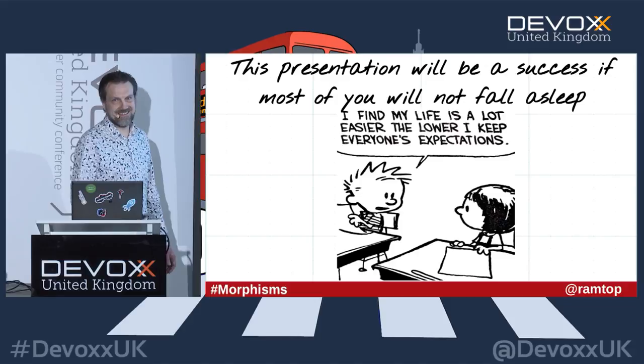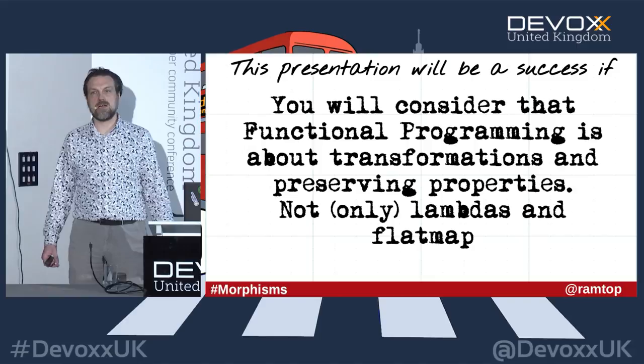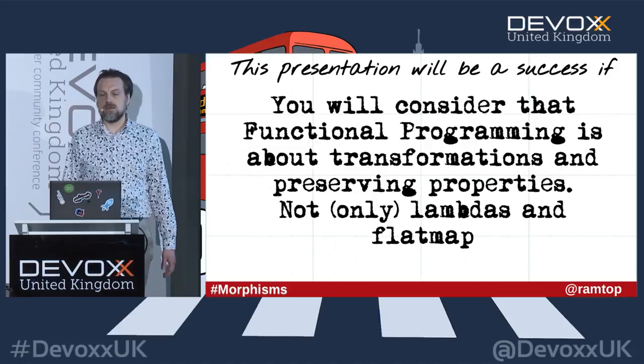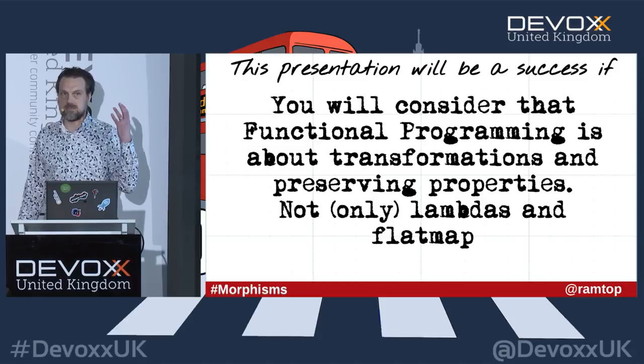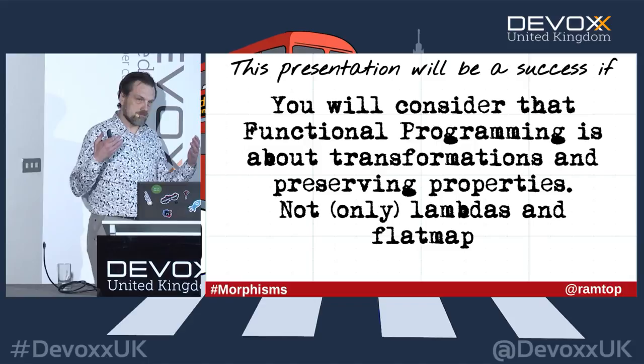This is the real point. Everybody talks about functional programming, but functional programming is not about lambdas. Lambdas is just a tool. What is really important in the mindset of functional programming is to think about properties and transformation. And morphisms means transformation. All this talk will be about transformation. So you will hear the word transformation, morphism, a lot of times in this talk because we really think it's important.